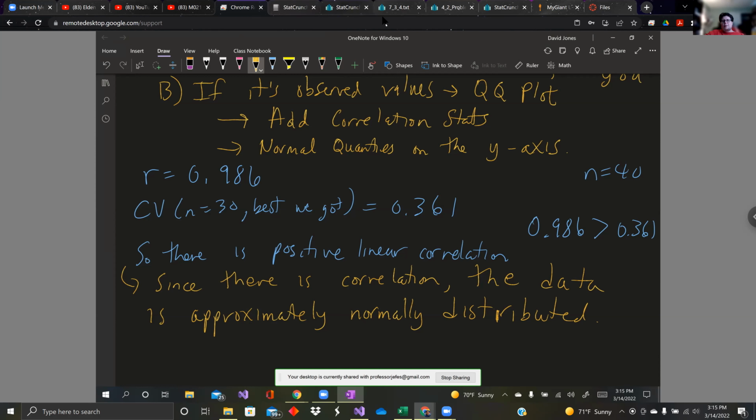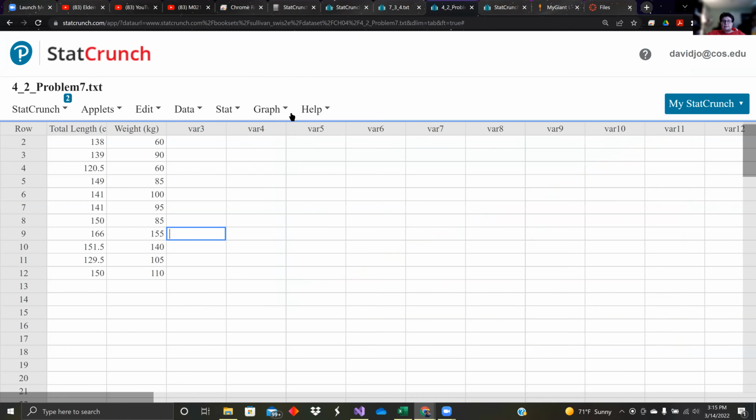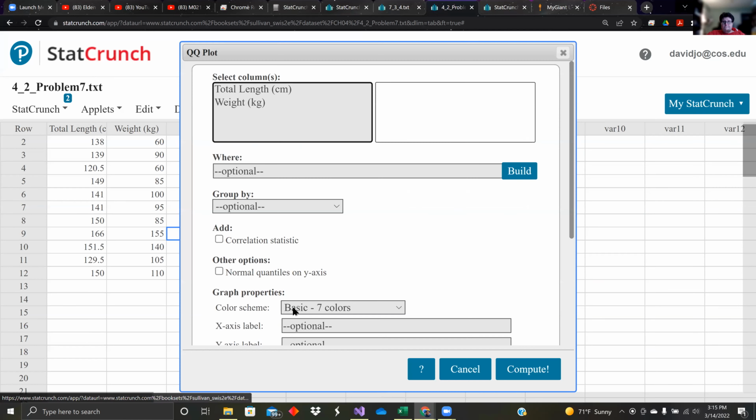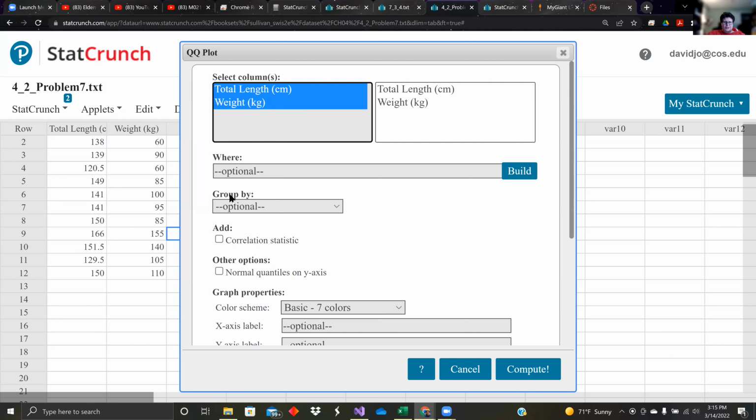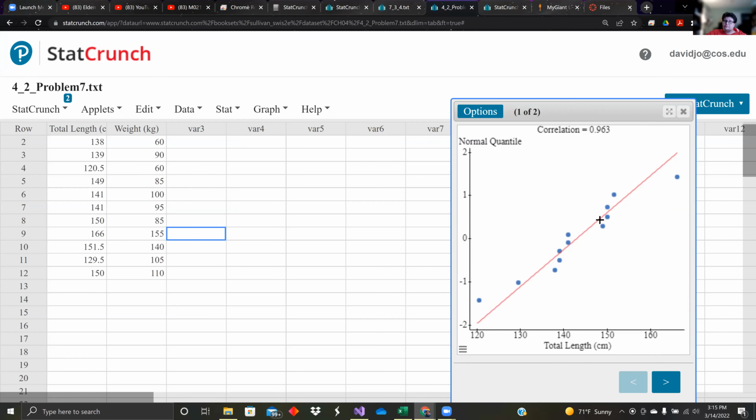We can do that QQ plot on the bears too. We did it on the chocolate chips. Let's go and look at those bears again. Let's do the QQ plot there. And we see the lengths and the weights follow roughly a straight line. They each have their own correlation statistic, but we can see they each follow along that.